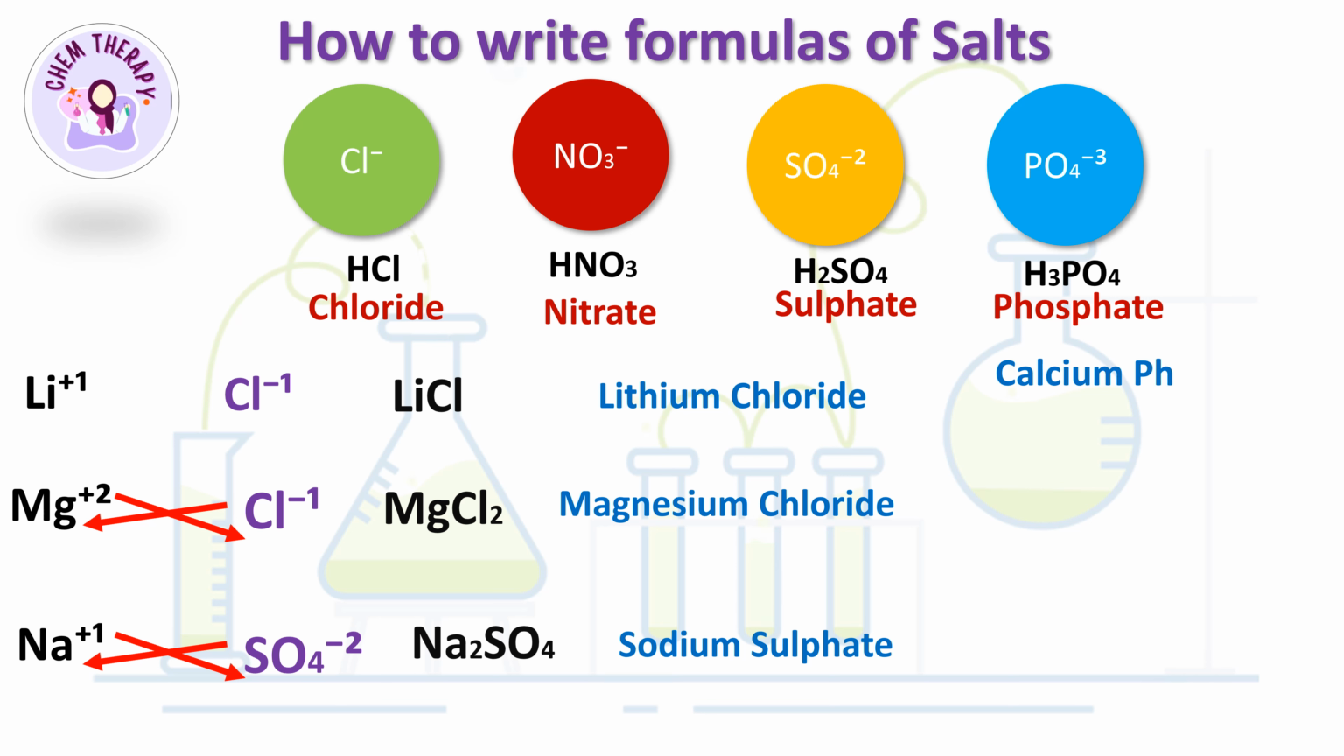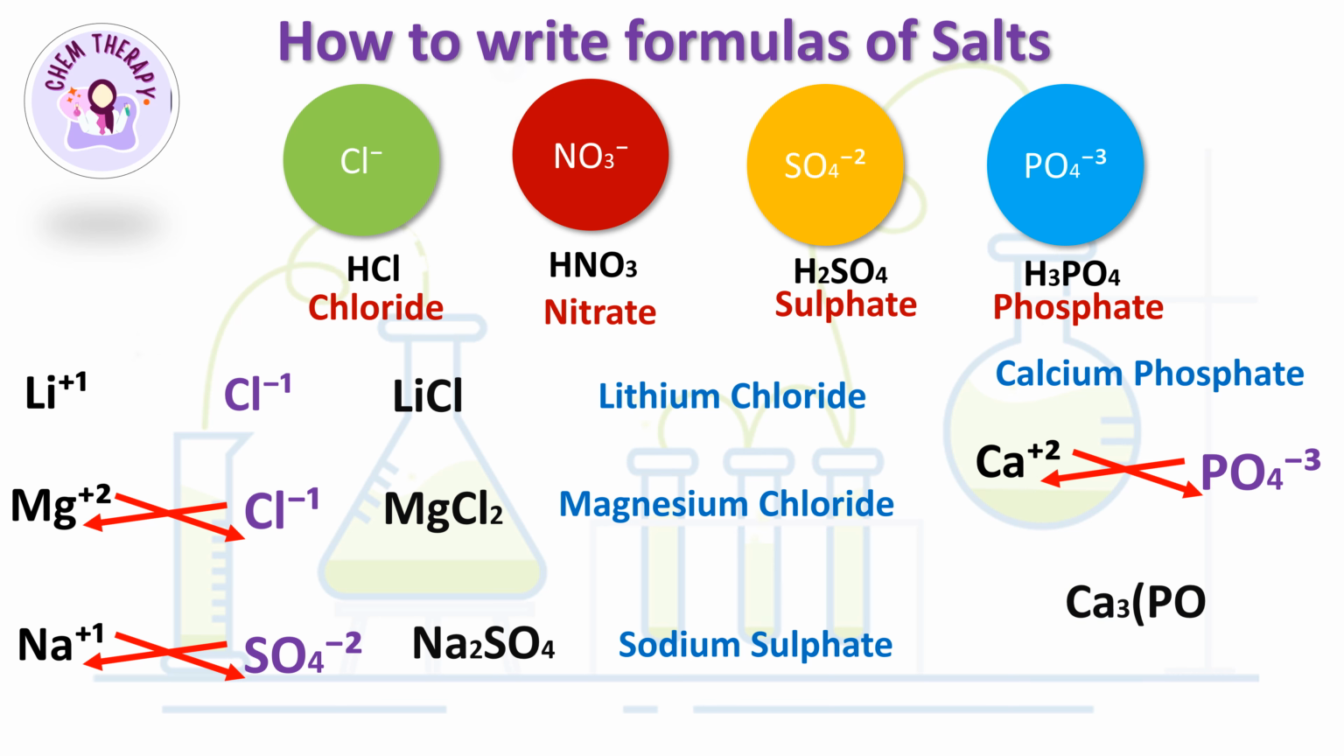Lastly, writing the formula for calcium phosphate. The calcium ion has a charge of +2, and that on the phosphate ion is -3. Now, it's time to exchange charges. 3 comes with calcium and 2 with the phosphate. So, Ca3(PO4)2, that is Ca3 with PO4 whole twice, would be the formula of calcium phosphate.